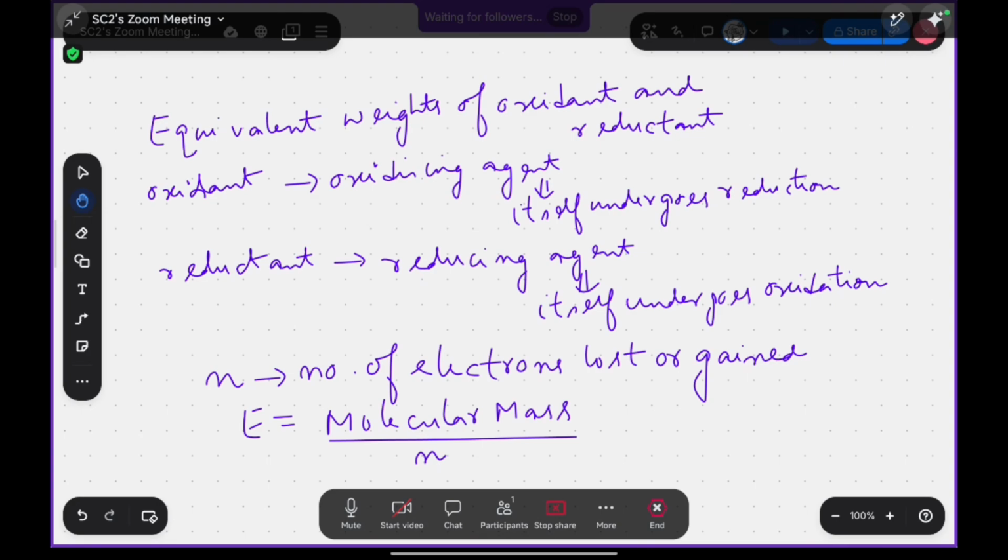Similarly, reductants or reducing agents are those that itself undergo oxidation but help other substances to get reduced. So that means in a particular redox reaction, the substance which itself undergoes oxidation and reduces the other reactant will be called the reductant or the reducing agent.